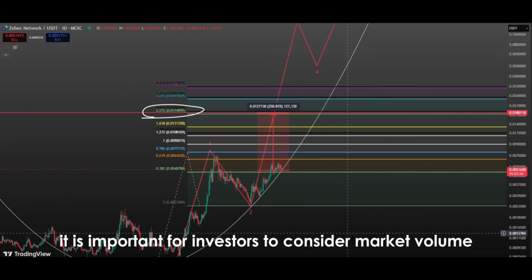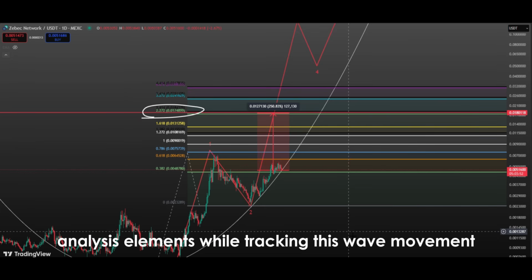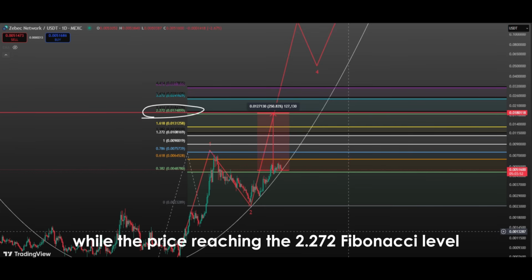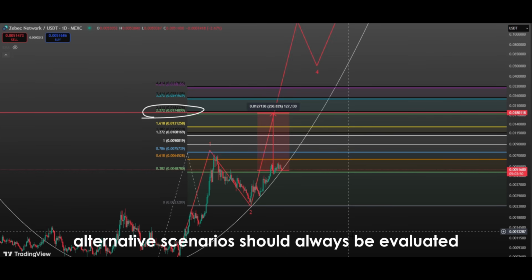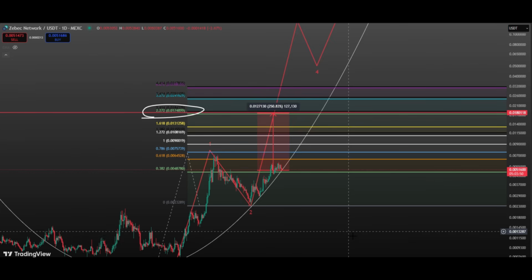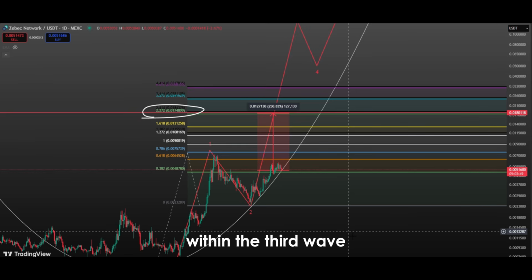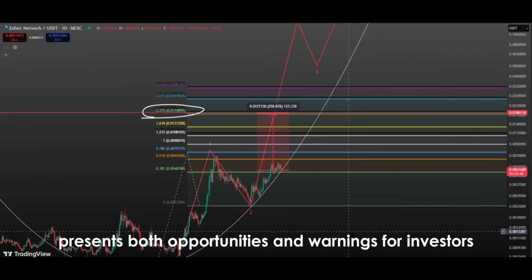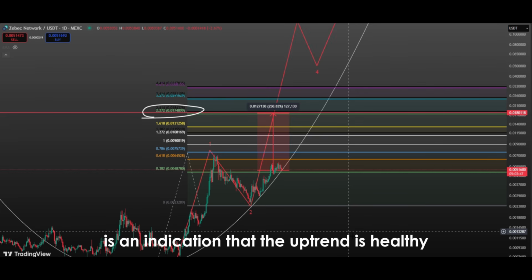Therefore, it is important for investors to consider market volume, other technical indicators, and fundamental analysis elements while tracking this wave movement. While the price reaching the 2.272 Fibonacci level confirms the target, alternative scenarios should always be evaluated. The price movement toward the 2.272 level within the third wave presents both opportunities and warnings for investors. An increase in volume as the price approaches this level is an indication that the uptrend is healthy.